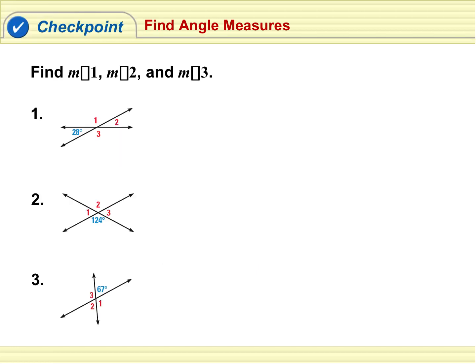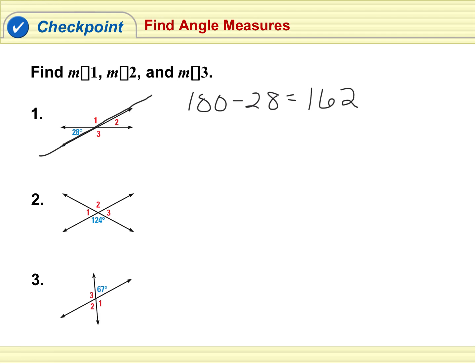I want you guys to try 1, 2, and 3 on this one on your own. Okay, so I'm just going to start with angle 1. So here's our straight line. Are 1 and 28 on the same side? Yes, so that makes them what? A linear pair. What do we do to find measure of angle 1? 180 minus 28 gives you 152.